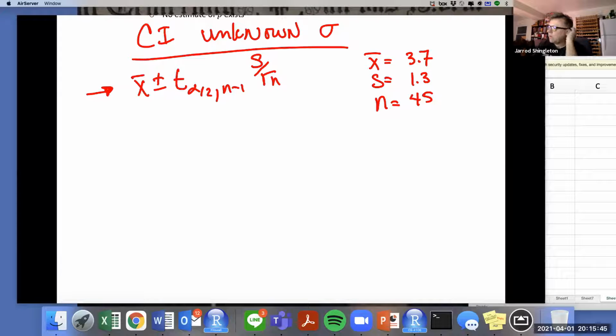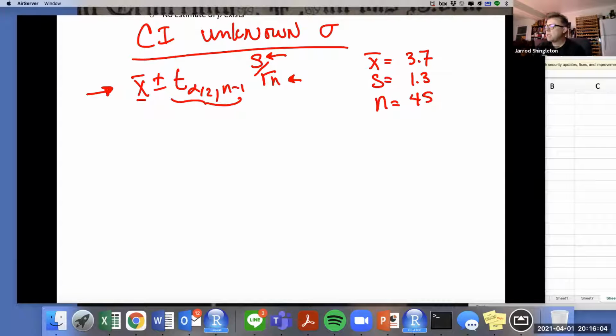What do I need here? I need an x bar, t alpha over 2 and n minus 1. We're going to be using the student t distribution to find our critical values. I need the S, the standard deviation of the sample, and I need whatever is my number of values that were taken from the sample.